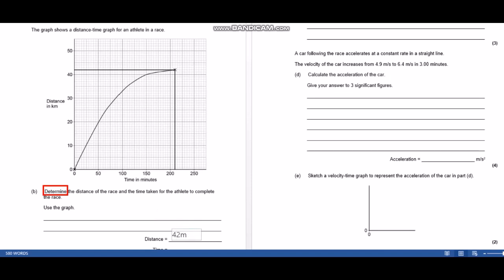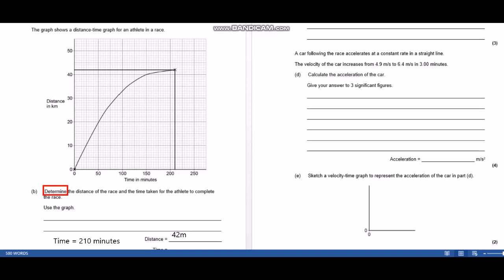meters. Time is 210 seconds. Oh, sorry, 10 meters. 210 meters. In fact, 210 minutes because it's time.